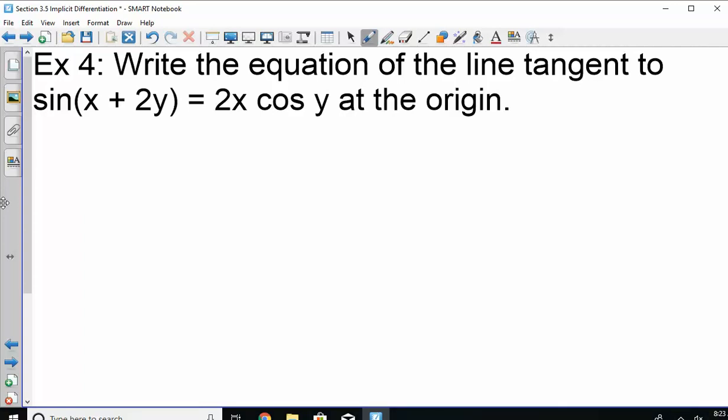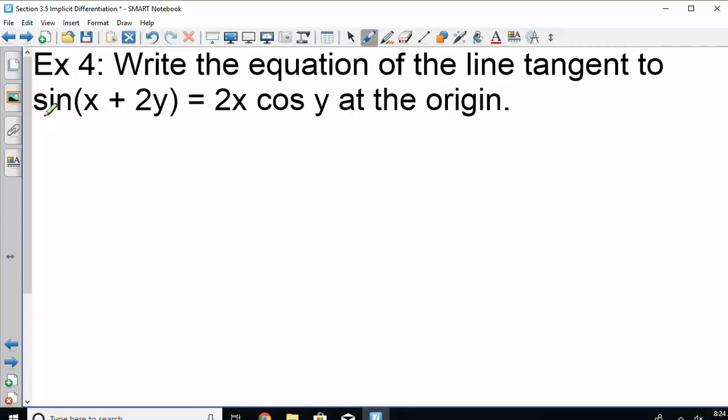So write the equation of the line tangent to this expression at the origin. Okay, we definitely could not solve for y here. It's in our angles. We can't separate the trig function and its angle without doing inverses, and since there's multiple y's, it's not going to work. So we just have to work through our derivative.